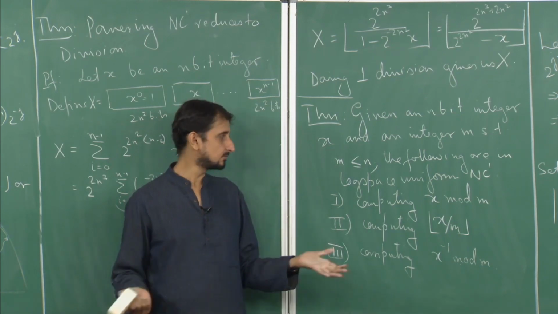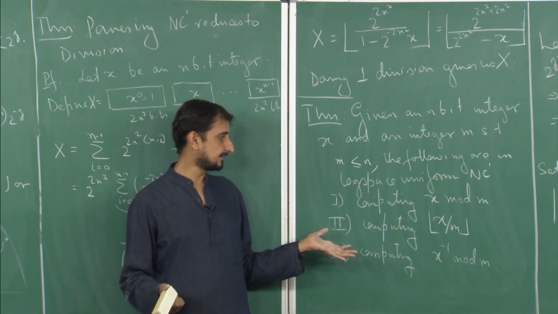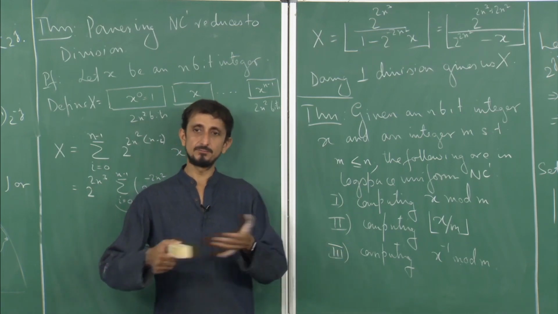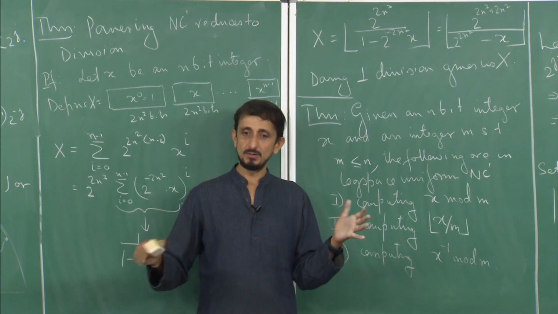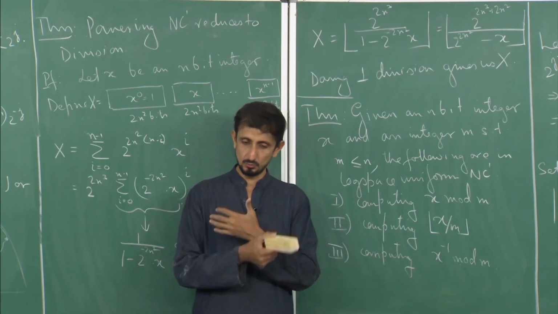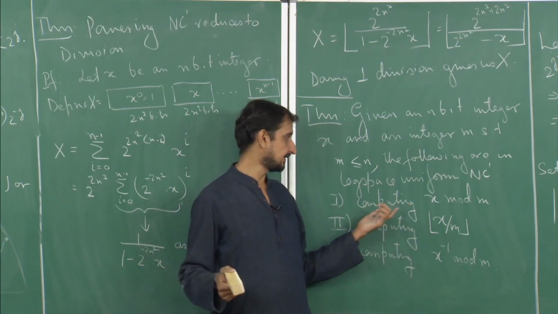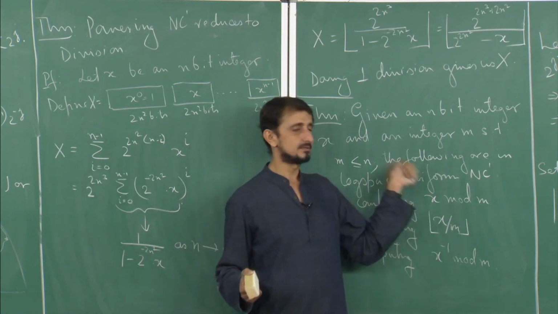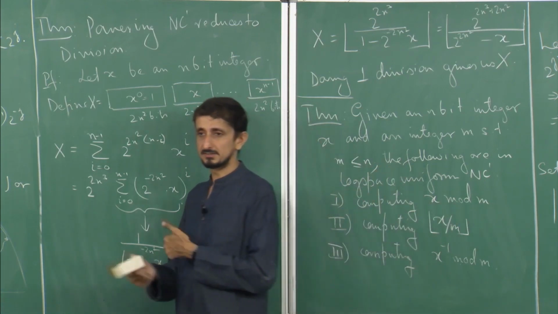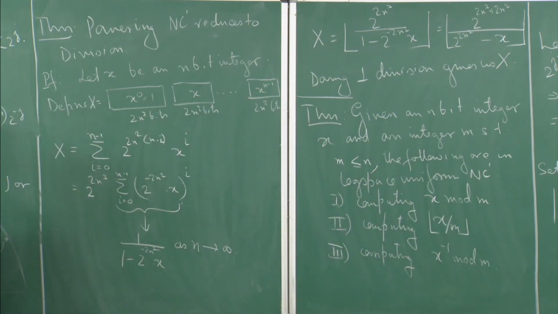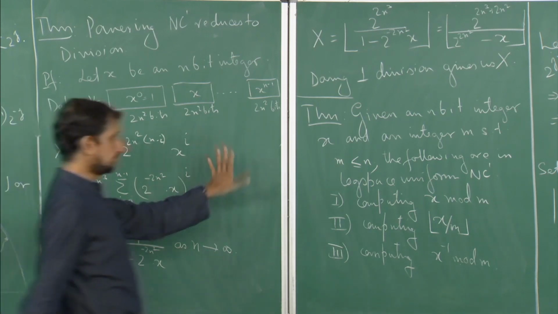Because next class what we will show is that the actual problem, that is if I have two n bit integers x and y, we can actually break it up into smaller divisions where each of the divisors are small. Okay, each of the divisors are some log n bit integers. Okay, so clear so far?